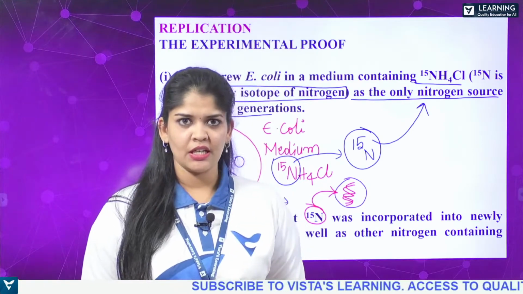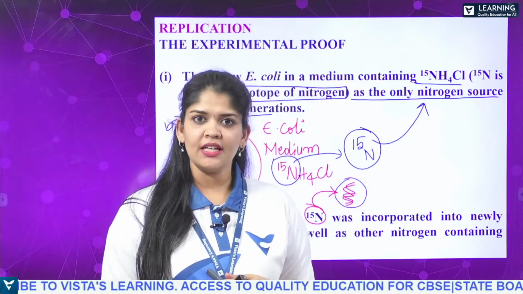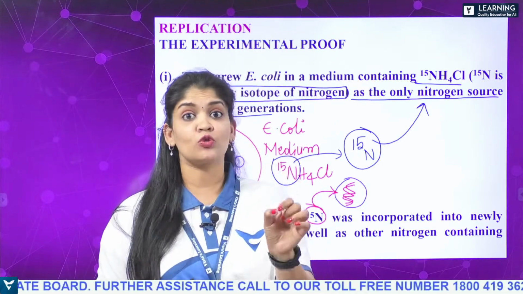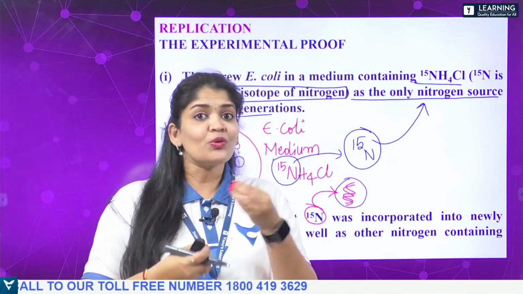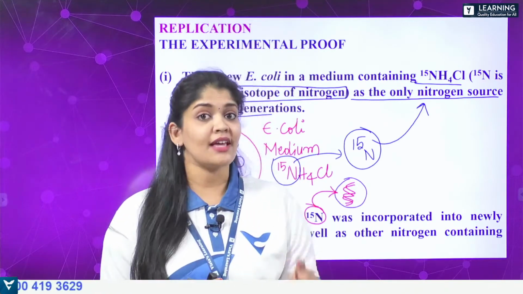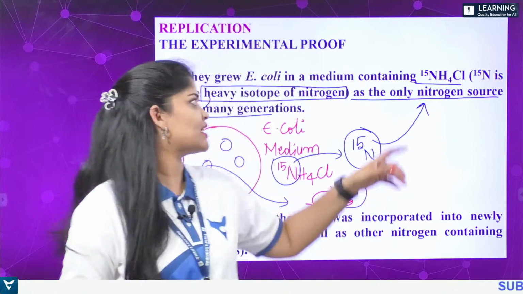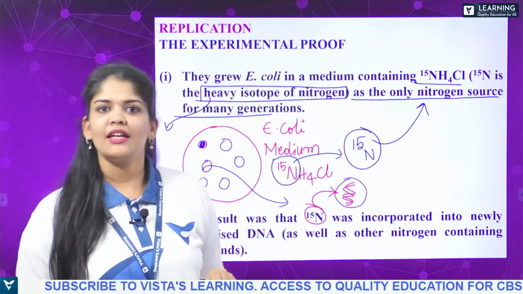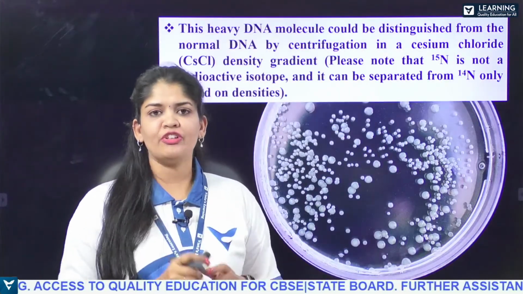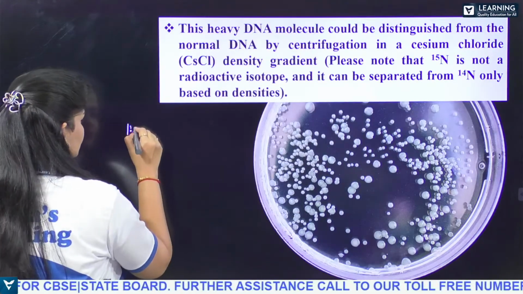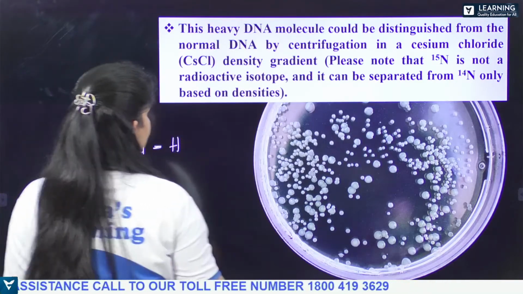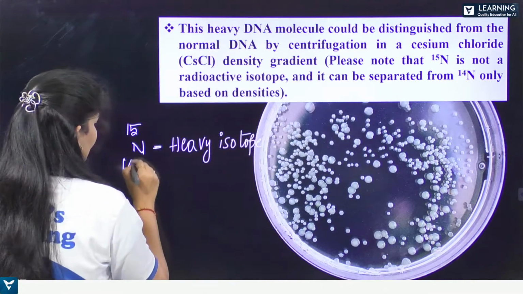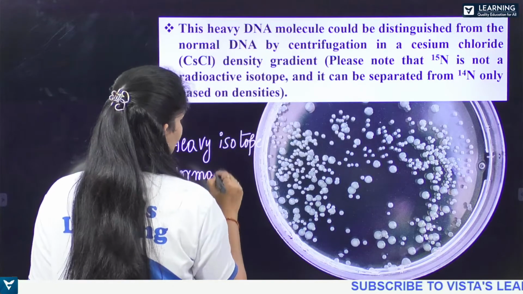So here the point is very simple. In the Meselson and Stahl experiment, they took Escherichia coli and grew it in a medium where they provided the heavy isotope nitrogen-containing ammonium chloride. The growing Escherichia coli starts incorporating this heavy isotope of nitrogen, as this is the only nitrogen source available in the medium. So whatever newly synthesized DNA there is, it is going to incorporate N15. Now, here is a point. N15 is a heavy isotope, and N14 is a normal isotope.